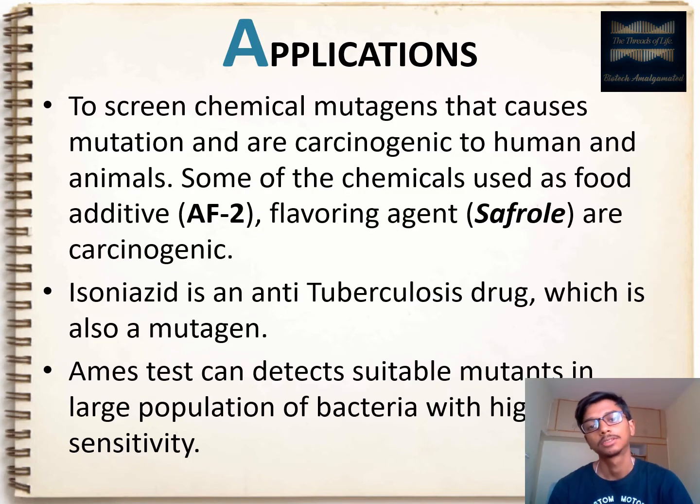Now let's look at some of the applications of the Ames test. I told you earlier that the food industry is adding a lot of flavoring agents, food supplements, food additives, and food preservatives in order to increase the deliciousness of the food. A flavoring agent like saffron was found to be carcinogenic with the help of the Ames test. Similarly, there are various drugs that we take, like medicines. Isoniazid, an anti-tuberculosis drug, was found to be mutagenic.